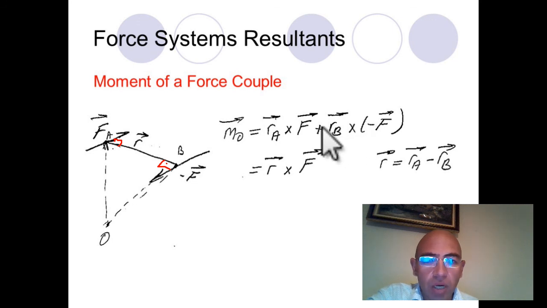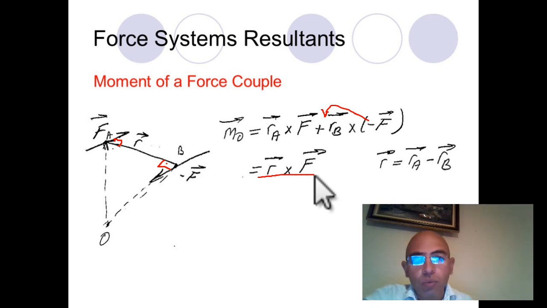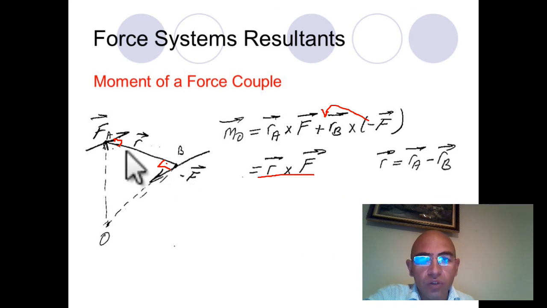As a result, this minus will come out from here, and I can write F and take it outside the subtraction operator. Now I will be left with RA minus RB, and certainly RA minus RB is the relative position of A with respect to B, which I define as R, and I will arrive at this formulation. So as a result, when I have a force couple, it is R vector product F, where R is the relative position of one force with respect to the other.